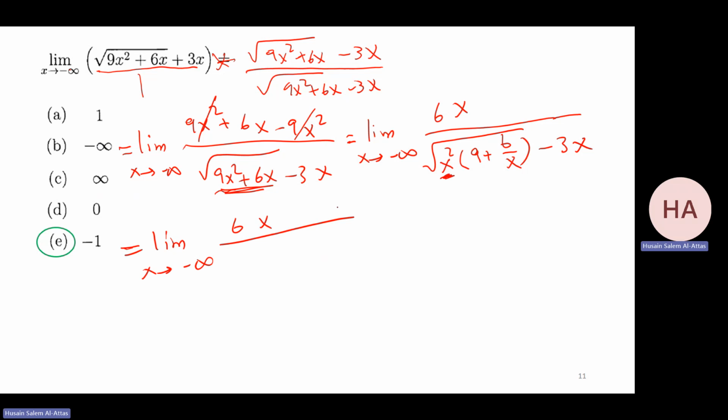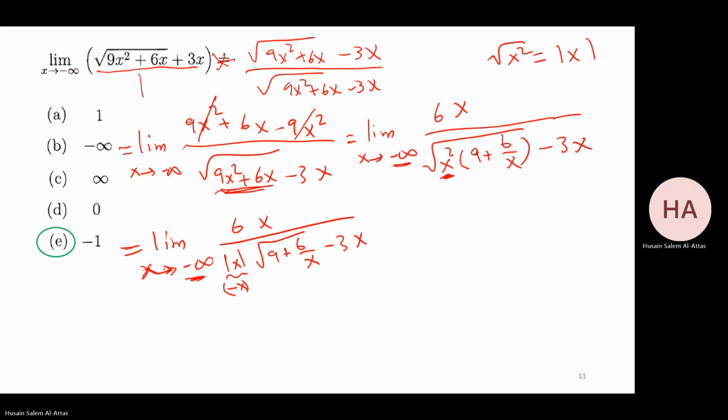When I take this x squared out, it will be square root of x squared. What is square root of x squared? Absolute value of x. Don't make it x, especially that x goes to minus infinity. So this will be absolute value of x, square root the remaining, 9 plus 6 over x will not make a difference, minus 3x. Now this absolute value of x, since x goes to minus infinity, so it means x is always negative, this will be minus x.